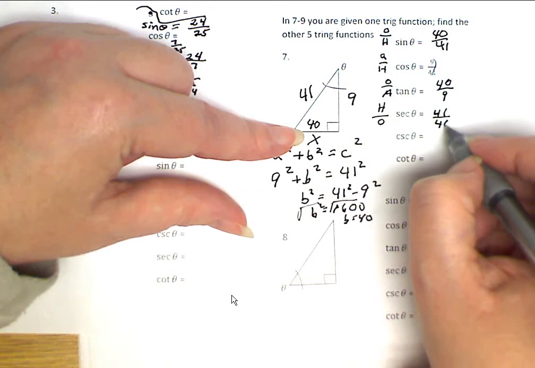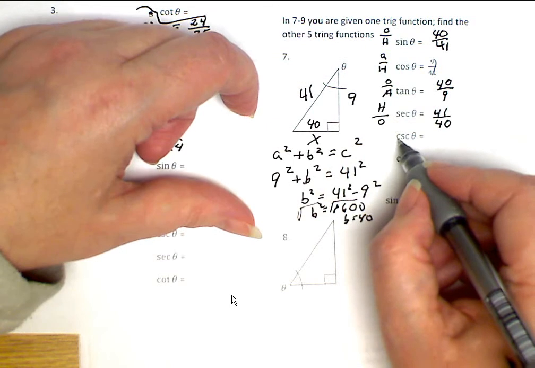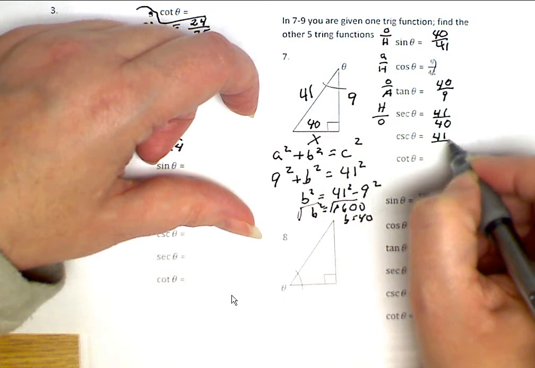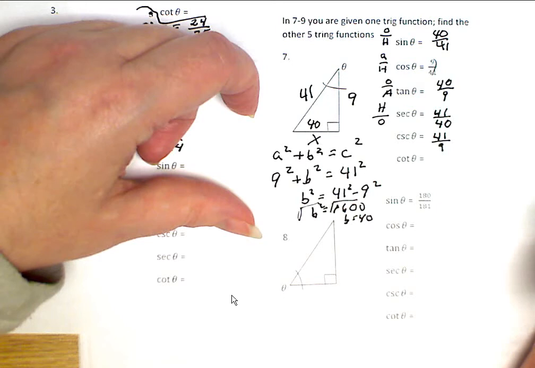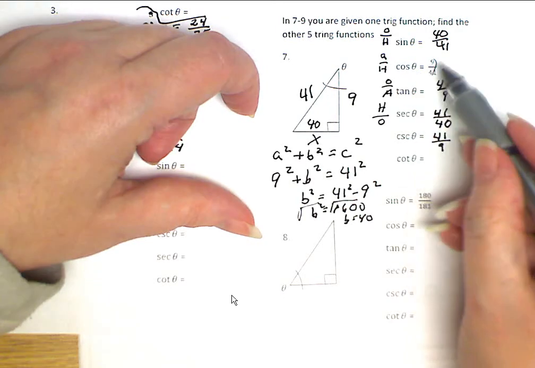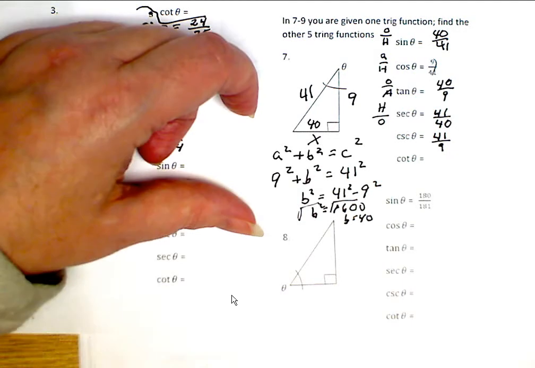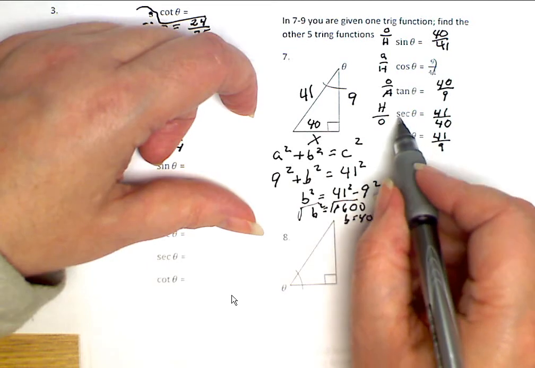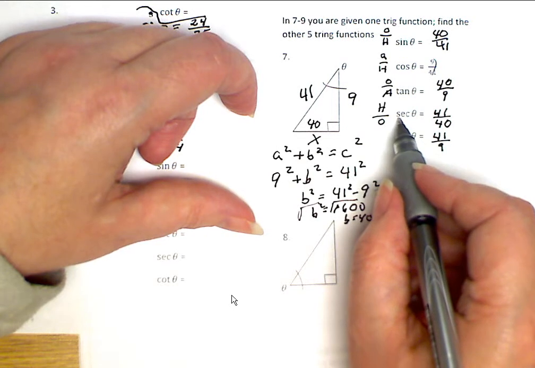Because remember, it's just flipping of the other. So your cosecant is 41 over 9. And cotangent is, it's opposite right here. You flip these. And cotangent is 9 over 40. What's your question? Are you talking about your secant, 41 over 40?